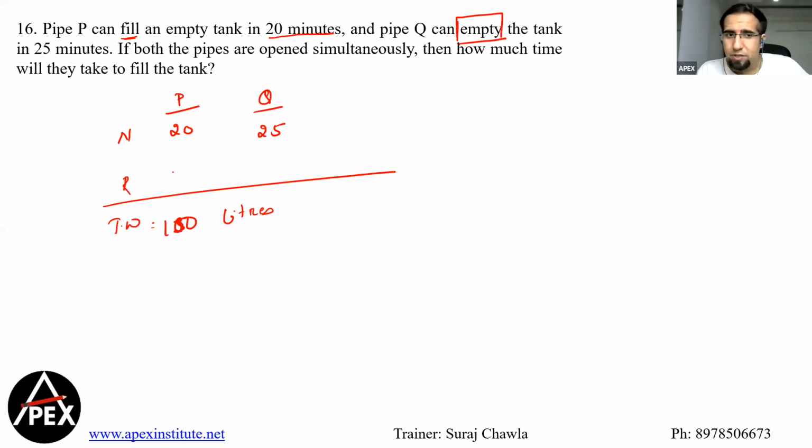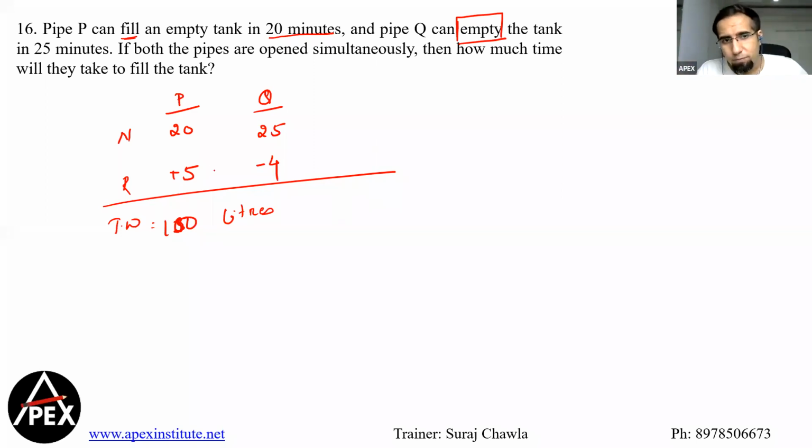So tap P is filling 5 liters per minute. Tap Q is leaking out 4 liters per minute. That means it's a minus work. That's the only change in pipes and cisterns as compared to people.